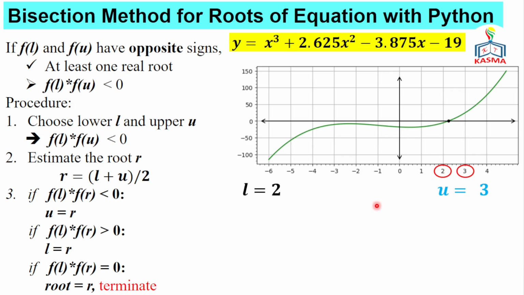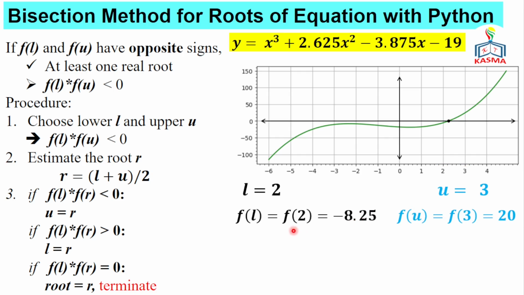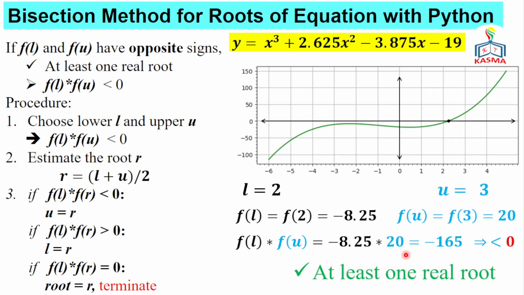If you substitute 2 in the function, that means f of 2 will be minus 8.25. It is a negative number. If you substitute 3 in this function, it will be 20. And then if you multiply them, the number will be negative. So there will be at least one real root between the 2 points.